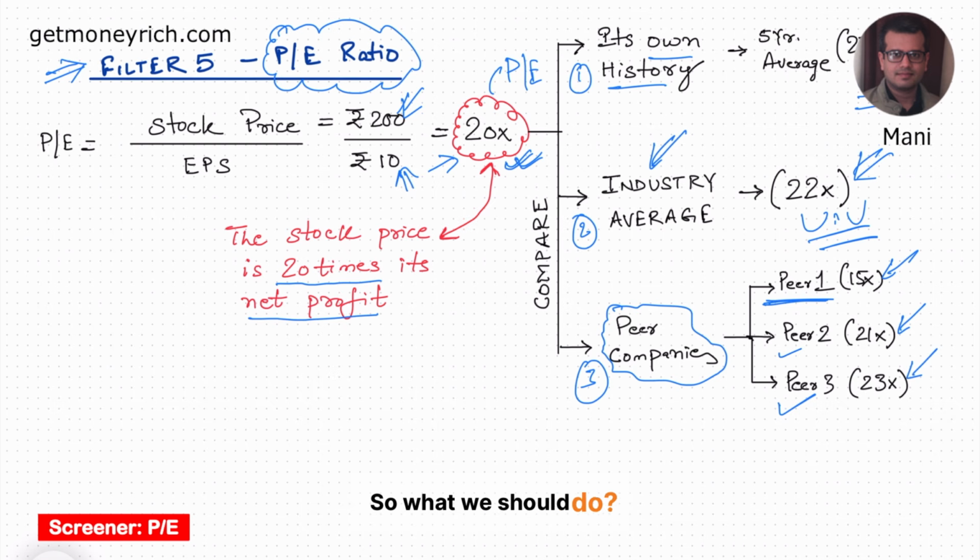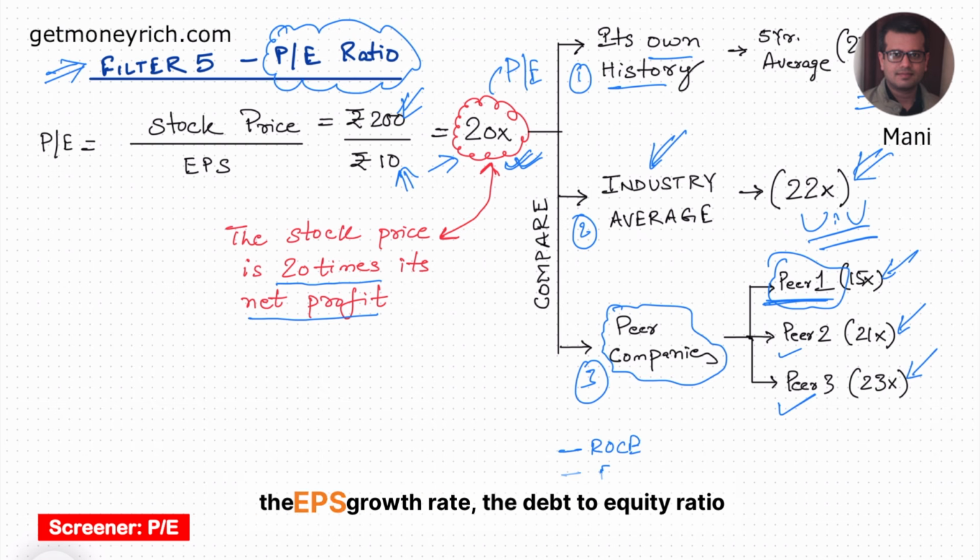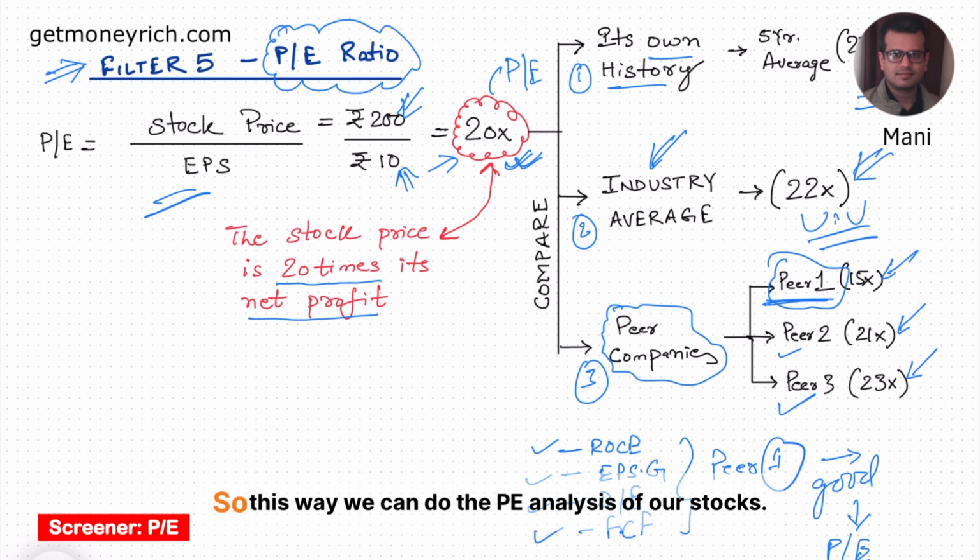So what should we do? We should go back and start checking this peer 1. And what should we check about the peer 1? Again, we should check the ROCE multiple, the EPS growth rate, the debt to equity ratio, and the free cash flow. So this way we can do the PE analysis of our stocks.